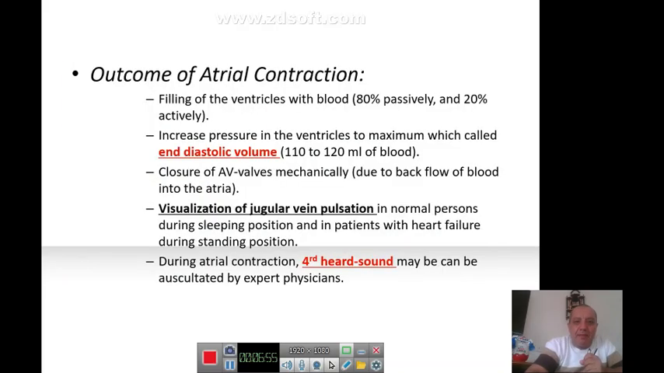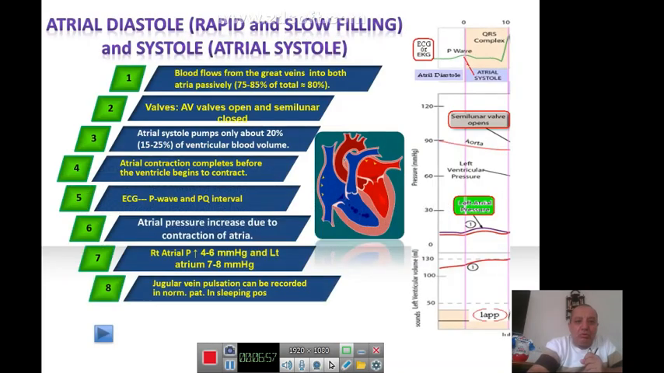Okay, so back again. Here during the atrial systole, as we mentioned, we need 20% of the blood going down to the ventricles to make the volume of the blood in the ventricles reach the maximum. So as we mentioned, the valves here should be open, which are the tricuspid and mitral valves. At the same time, the aortic and pulmonary valves should be closed.